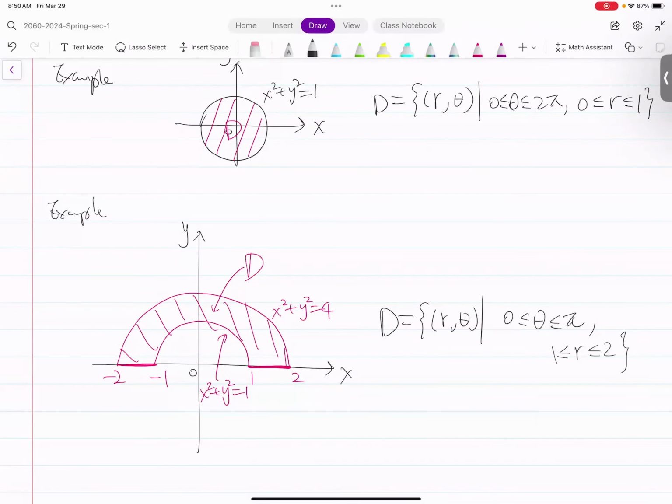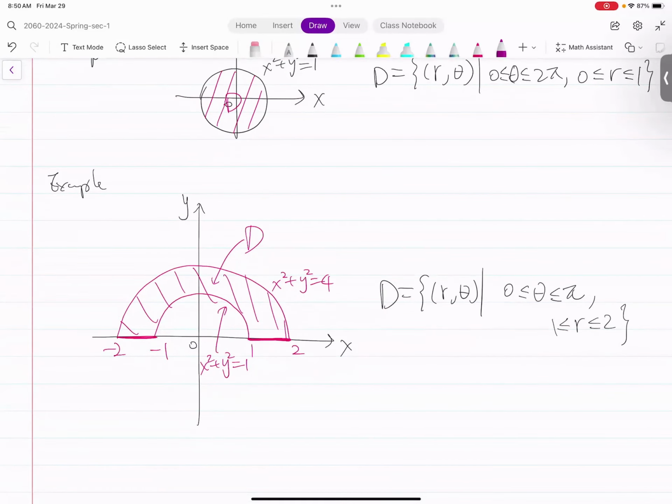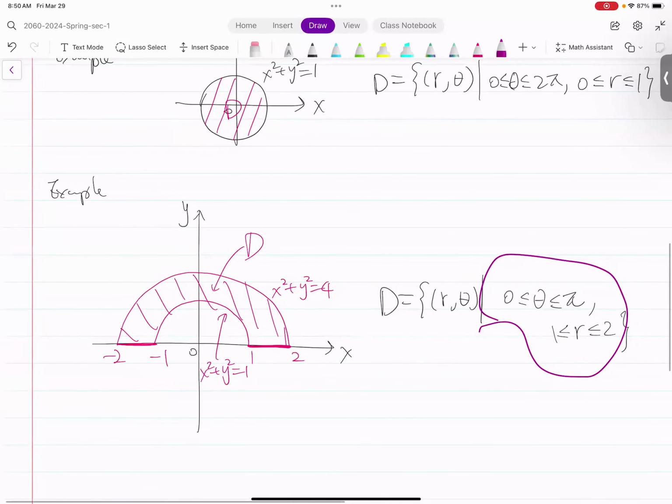So here we can see that for this region, we have a nice, you can say this is kind of like a rectangle in the polar coordinates, in the sense that r and theta are both cut between constants.